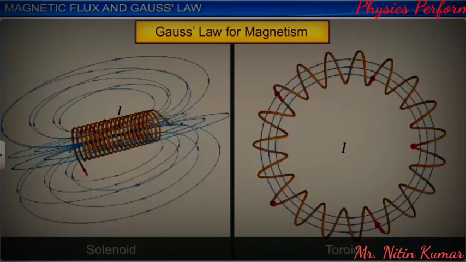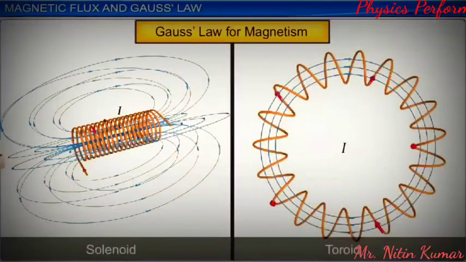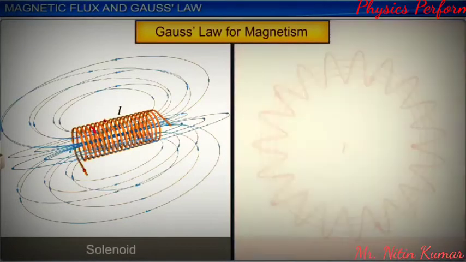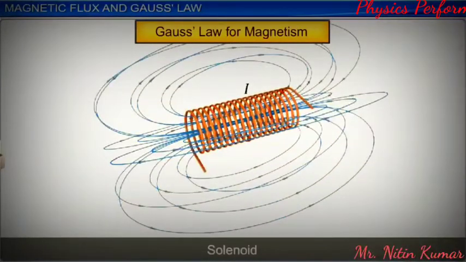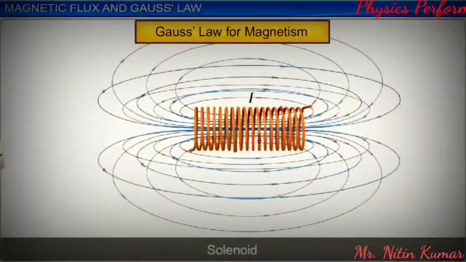For a better understanding, let's discuss Gauss' law for magnetism with some examples, such as a solenoid and a toroid. In the case of a current-carrying solenoid, the magnetic field lines around the current-carrying solenoid are similar to that of the magnetic field lines due to a magnetic dipole. Here, the magnetic field lines come out from one face of the solenoid and enter into its other face.